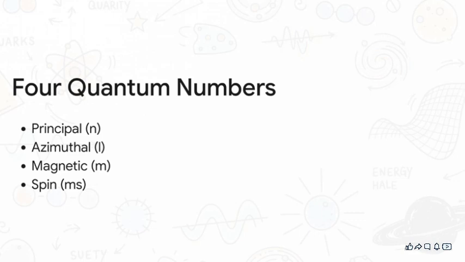The principal number, n, dictates the energy level and the overall size. Then you have the azimuthal number, L, which gives us the actual shape of the subshell, so whether it's spherical like an s orbital or shaped more like a dumbbell for a p orbital. Next up, the magnetic number, m, tells us how it's oriented in 3D space. And finally, the spin number, ms, dictates the electron's intrinsic rotation, which is strictly limited to either up or down.